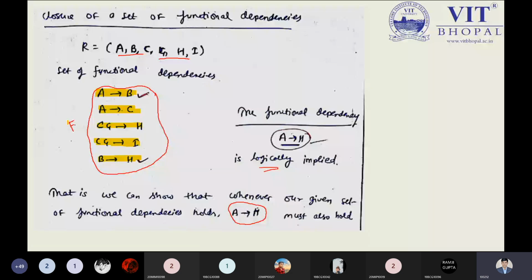Now let me know if this point is clear. Step by step I will speak and I will ask. Is it clear to all right now? F means set of functional dependencies. Is it clear?